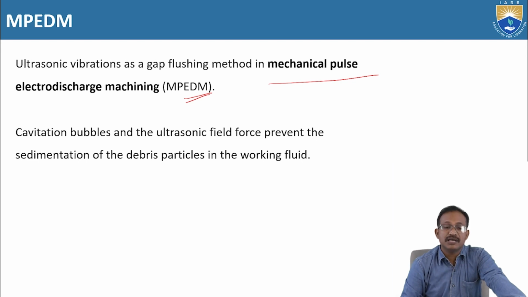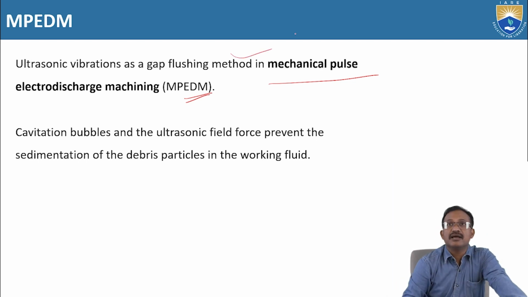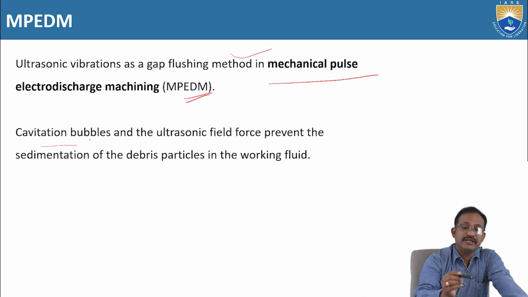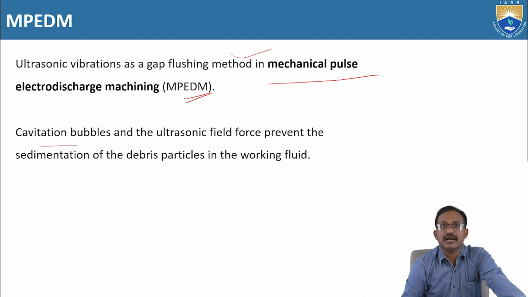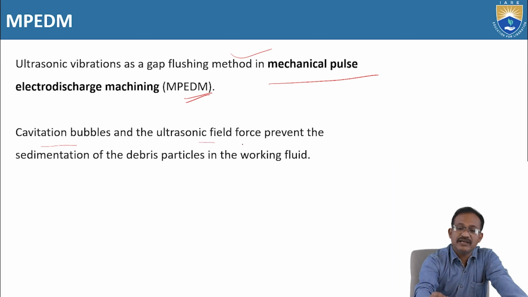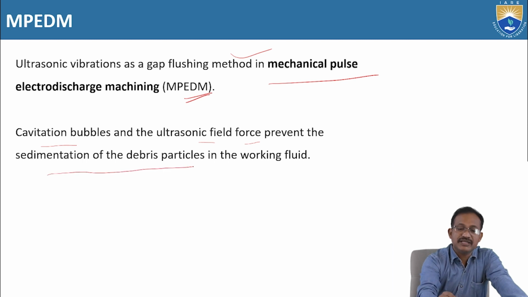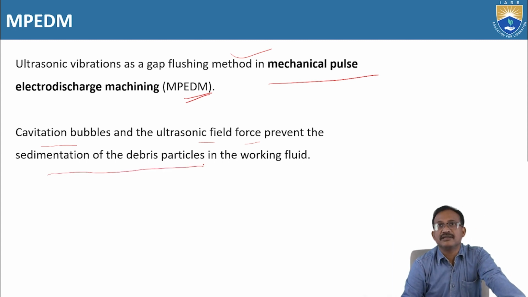Ultrasonic vibrations as a gap flushing method in mechanical pulse electrode discharge machining. Cavitation bubbles and the ultrasonic field force prevent the sedimentation of the debris particles in the working fluid. What does it mean? Cavitation bubbles and the ultrasonic field force prevent the sedimentation of the debris particles in the working fluid.